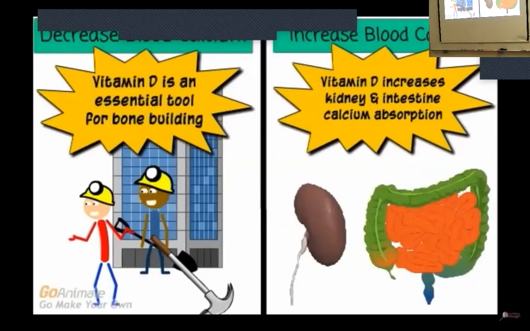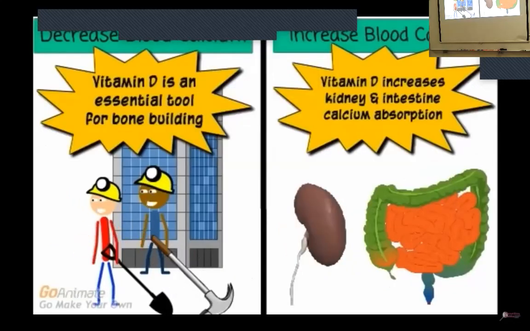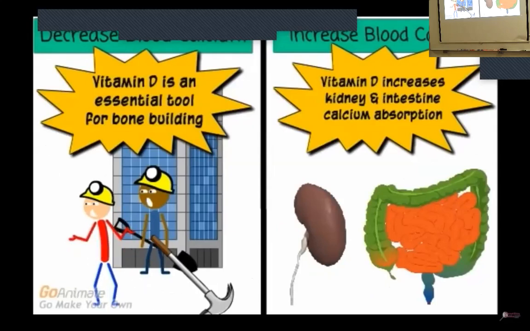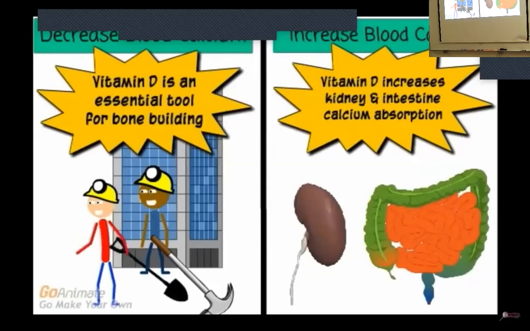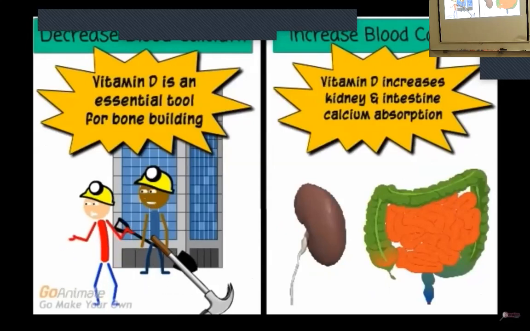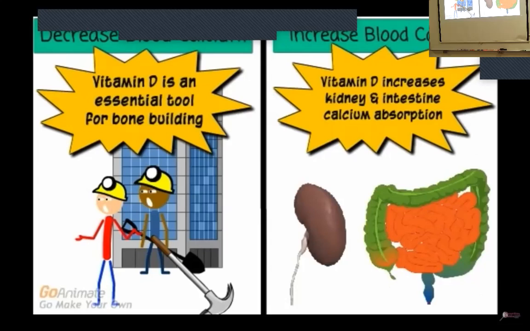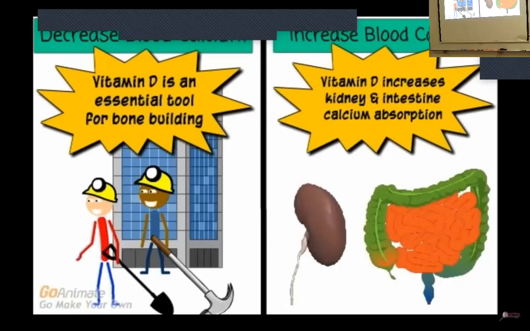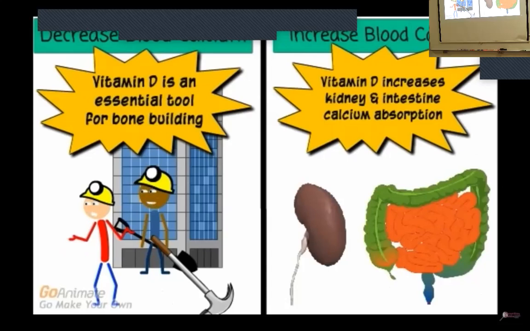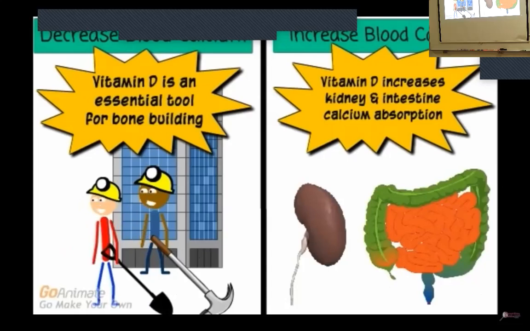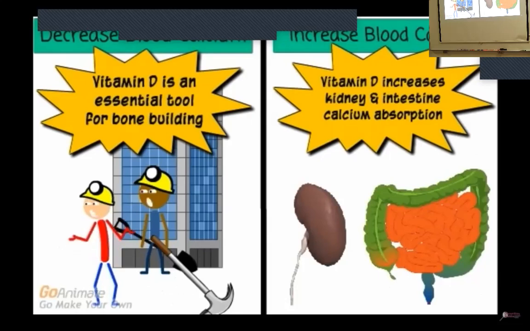And lastly, let's review the different roles of vitamin D. So vitamin D is an essential tool for building bones. And when it is used to help build bones, this decreases blood calcium levels. But vitamin D is also important in increasing kidney and intestine calcium absorption. And when it serves this function, it acts to increase blood calcium levels.